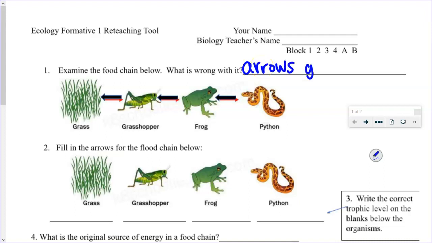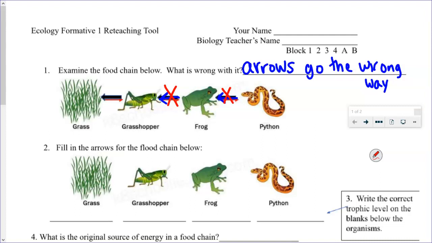The arrows go the wrong way. So you'll want to write that down on your packet page too. And what those arrows are showing us is a very common mistake when students go to make a food chain, is that they think a food chain is telling us, well, the python must eat the frog must eat the grasshopper. But really that's not what we're focusing on. My question is not who eats who. My question is, how do we get the energy we need in order to survive?